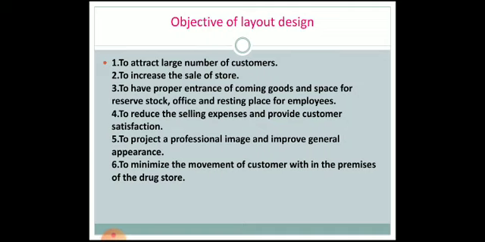To reduce the selling expenses and provide customer satisfaction. Fifth one, to project a professional image and improve the general appearance. Sixth, to minimize the movement of customers within the premises of the drugstore.